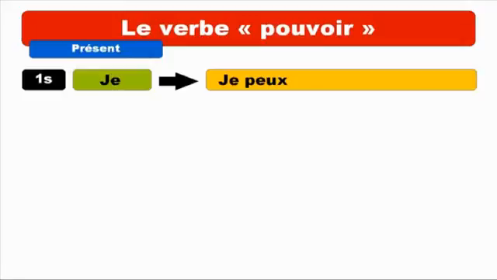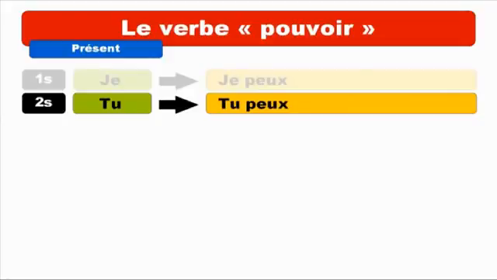So for the first person, je, it's je peux. Repeat. Je peux. So actually you don't pronounce the final X. Second person tu, tu peux. So you can see that it's exactly the same way of writing it and exactly the same of pronouncing it. You don't pronounce the final X.